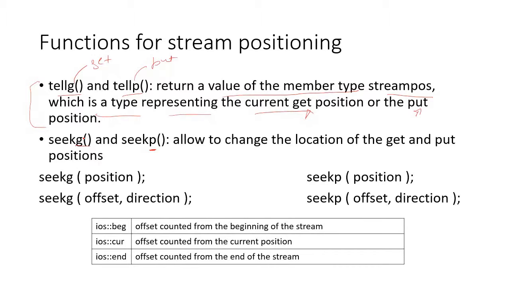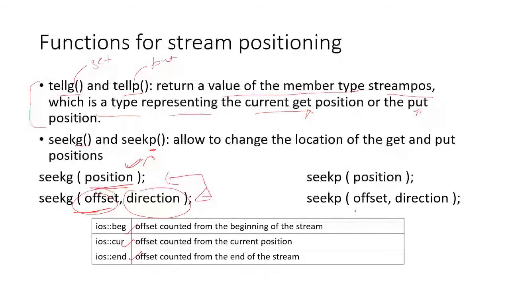Whereas seekg or seekp, so g is while reading and p is while writing. So this is going to take me to that particular position, right? This position is going to specify which particular offset I need to go to, right? And similarly, there are basically two different prototypes for this. One is directly going to that particular position, and the second is going to that particular offset and then choosing the direction from where: from beginning, from end, or from current.